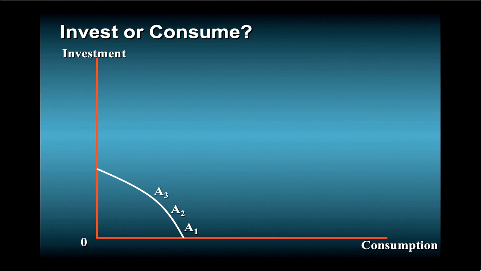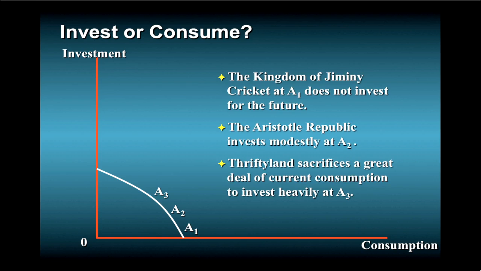It's not just what a society chooses to consume that matters, it's also when it chooses to consume it. This figure portrays an economy's choice between consuming goods like autos and watches and tennis rackets now, or investing in new machinery and factories. In the figure, 3 countries start out even with the same PPF. However, the Kingdom of Jiminy Cricket, as indicated by A1, does no investment for the future, while the Aristotle Republic invests modestly at A2, and Thrifty Land sacrifices a great deal of current consumption to invest heavily at A3.